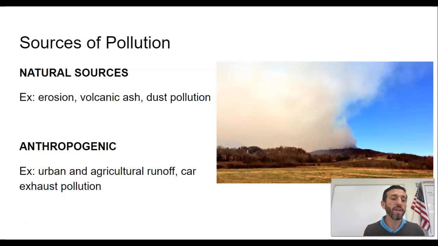And then there's something called anthropogenic, which is going to be a big term for us in environmental science. It's just a fancy way of saying pollution that's caused by people, by human beings. So examples could be urban or agricultural runoff, car exhaust pollution, and we will talk about all kinds of pollution this year. But basically two sources, natural sources and anthropogenic sources.